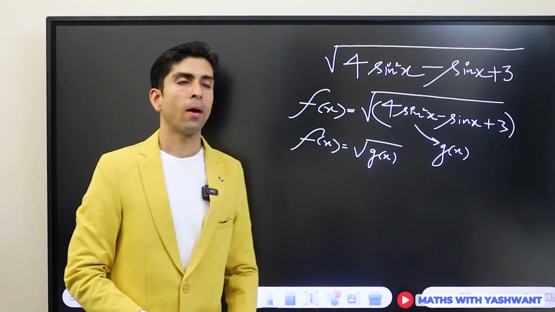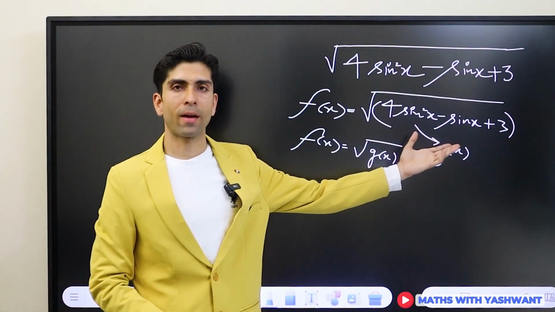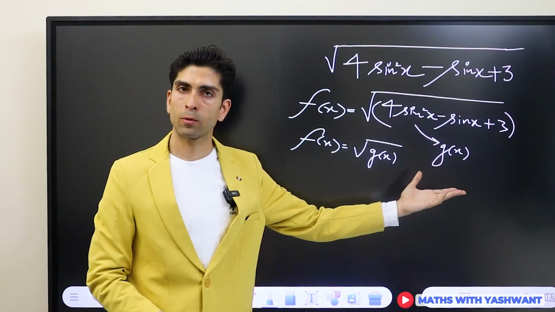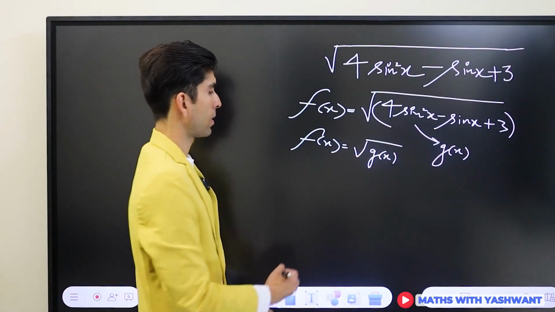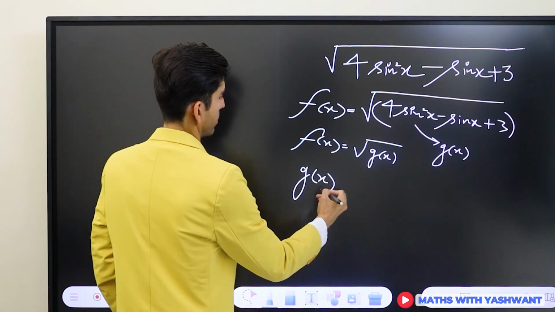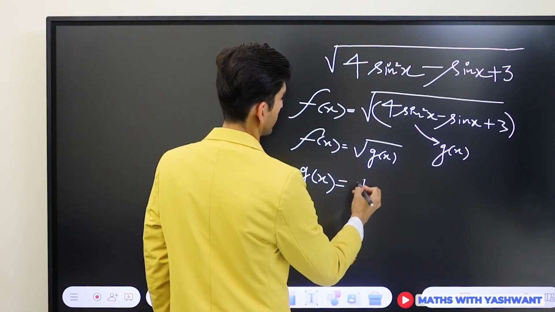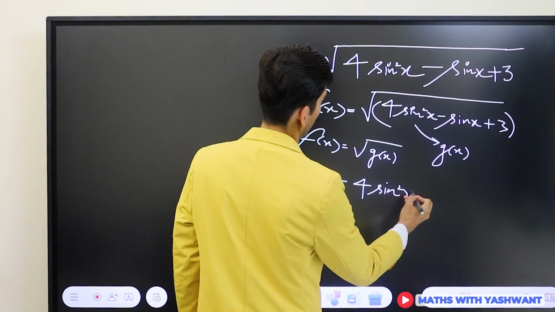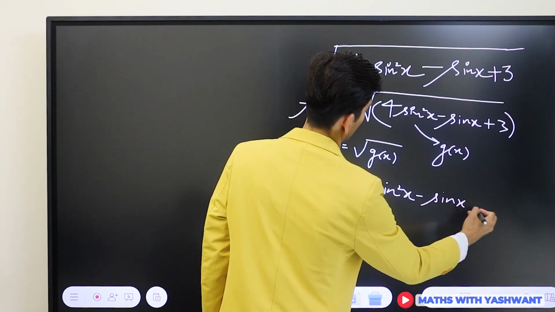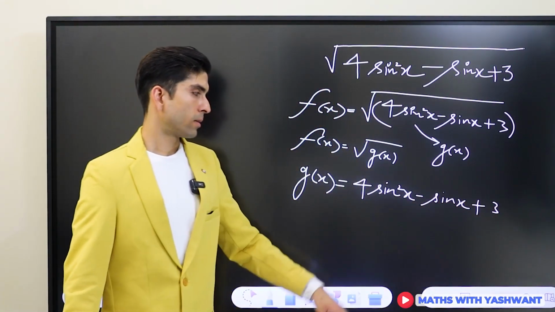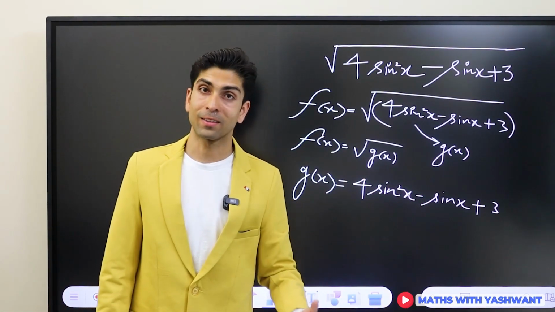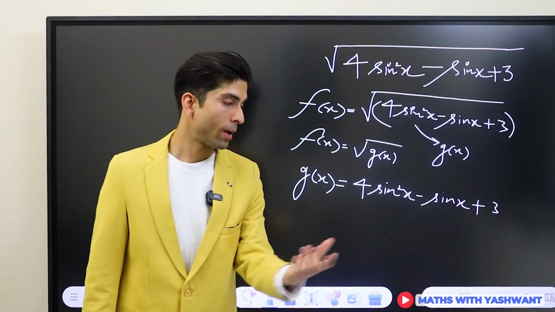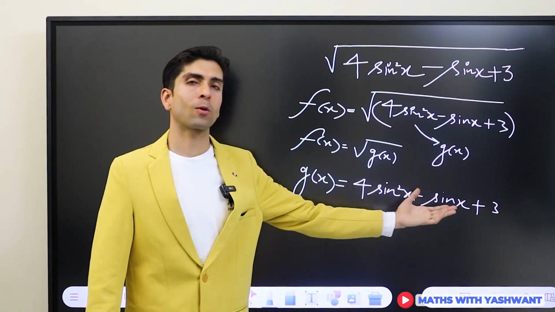Now first of all, we'll find the range of g(x) and then we'll take its square root. That will eventually give us the range of f(x). Okay, so let's write g(x) once again. So g(x) is 4 sine square x minus sine x plus 3. And this expression of g(x) looks very similar to a quadratic expression, isn't it? Now, many of you would be wondering, how can I say this is a quadratic expression?